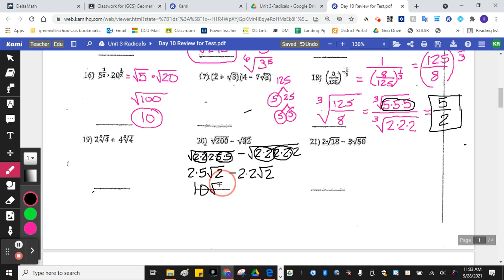So 10 square root 2 minus 4 square root 2. These are like terms. They're both the square root, and they both have an index of 2 and a radicand of 2. So you add their coefficients. 10 minus 4, 6.